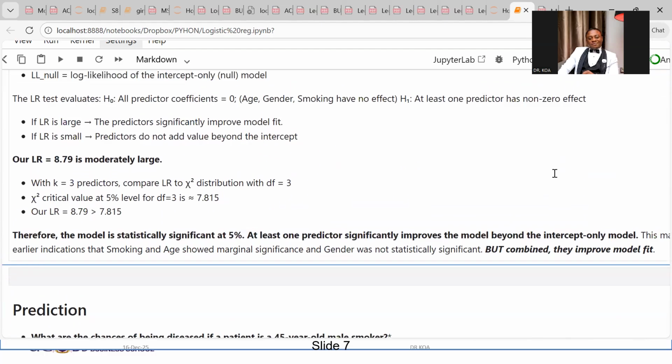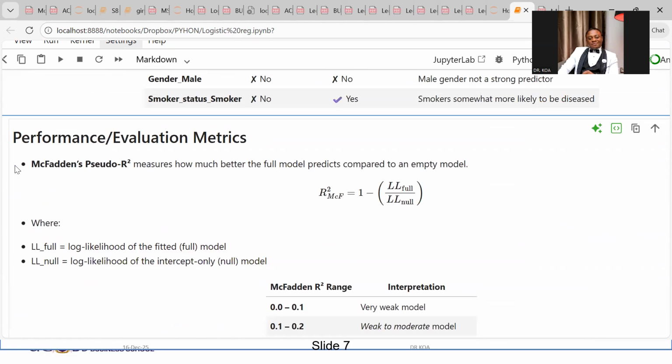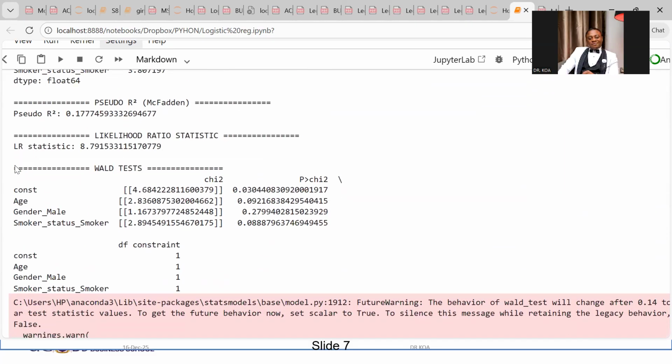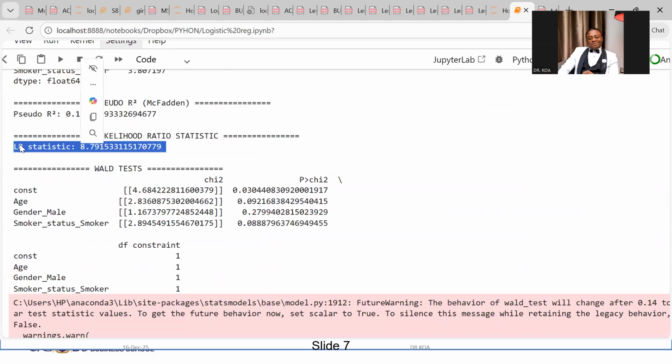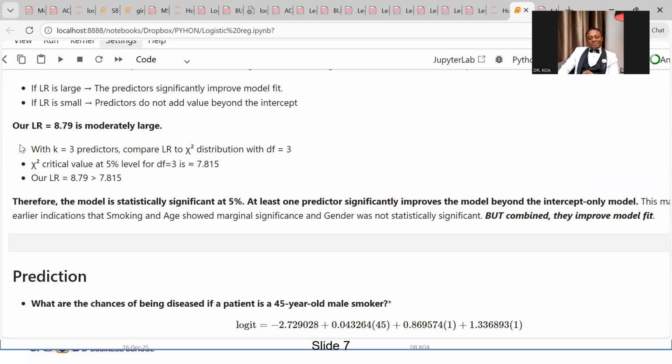Okay, another thing you can use apart from the pseudo R square is the log likelihood ratio. Ours is 8.79. And you will see all of this in your result. So this is the pseudo R square, it is in the result. This is the log likelihood statistic, it is also there. So when you talk about something you don't see, you see it in the result. Now, our predictors were just 3: age, gender, smokers, just 3.